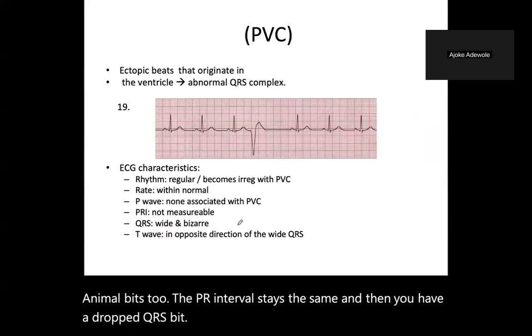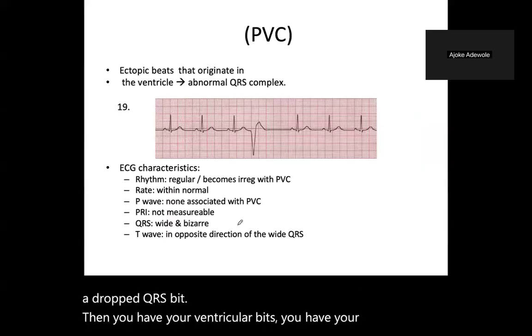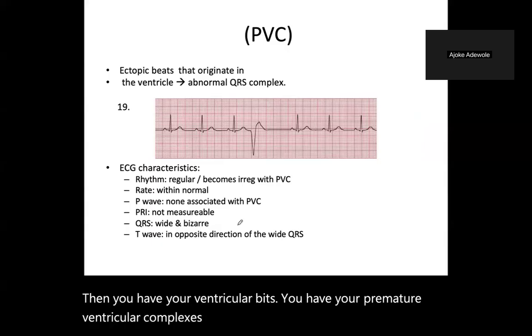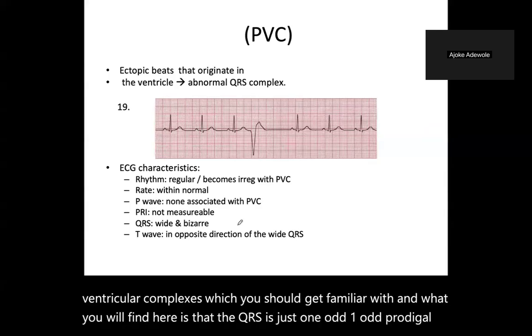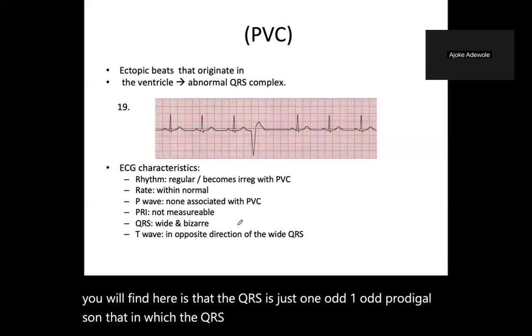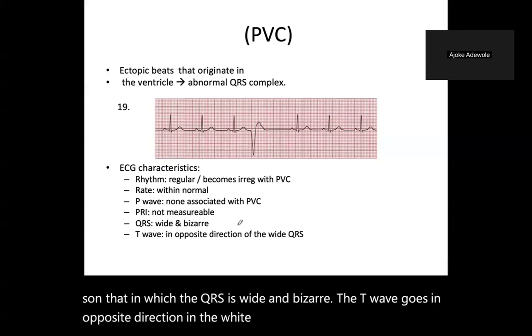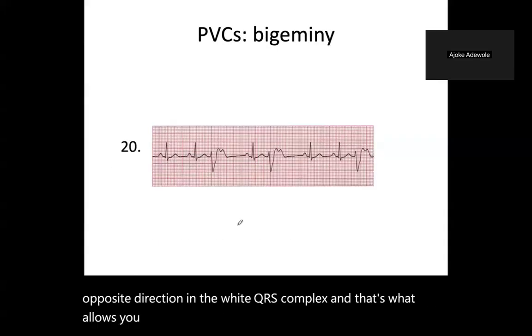Then you have your ventricular beats, your premature ventricular complexes, which you should get familiar with. What you will find here is that the QRS is just odd, one odd prodigal son, in which the QRS is wide and bizarre. The T wave goes in the opposite direction in the wide QRS complex, and that's what alerts you to a PVC.